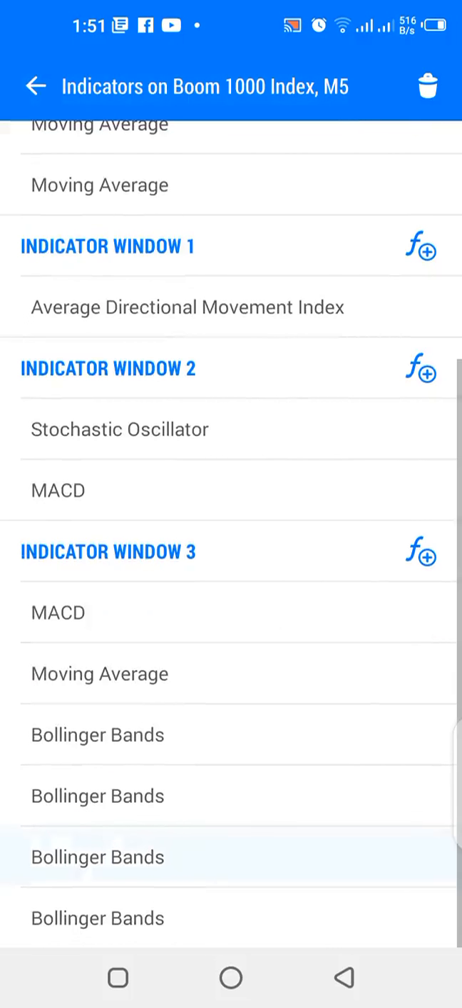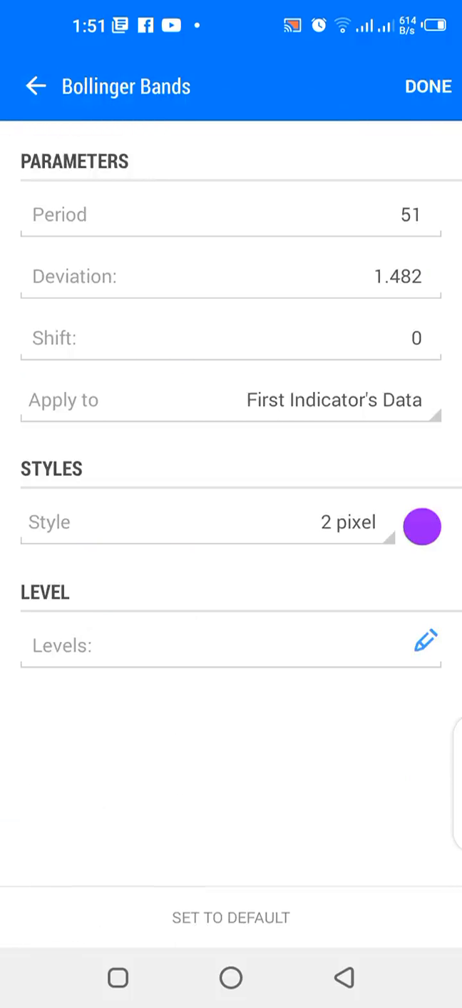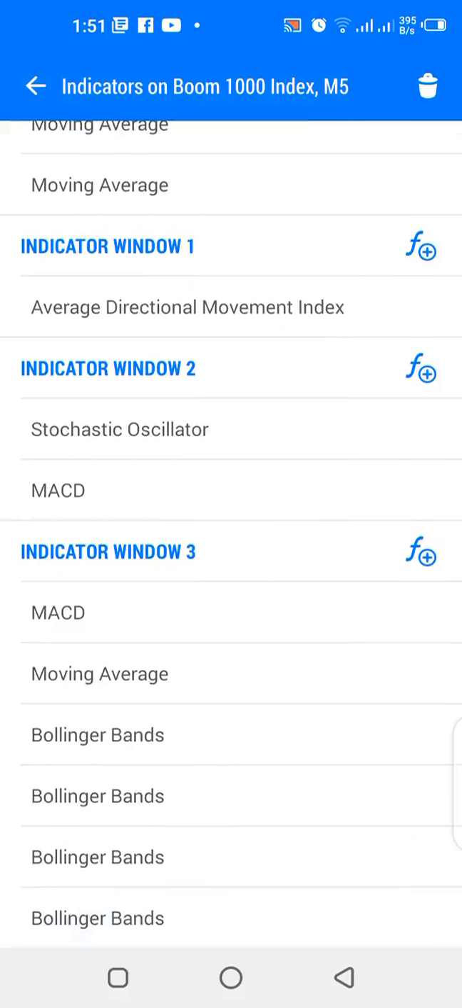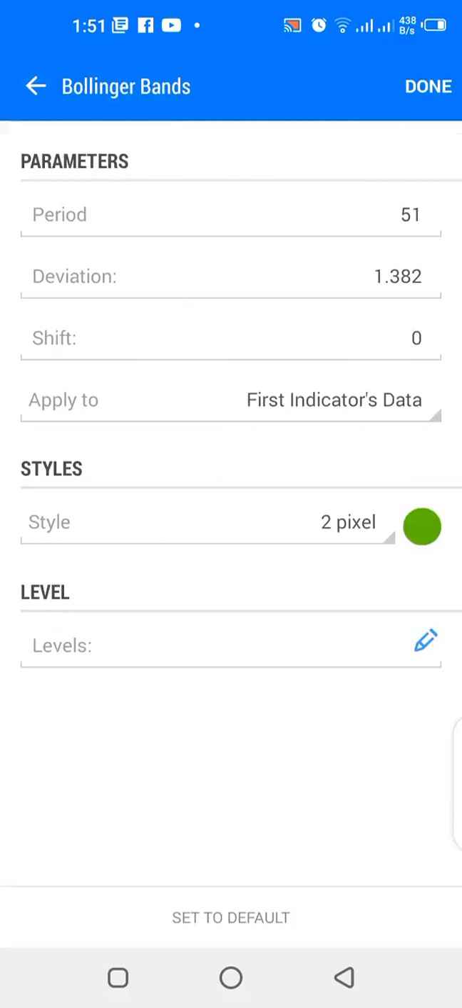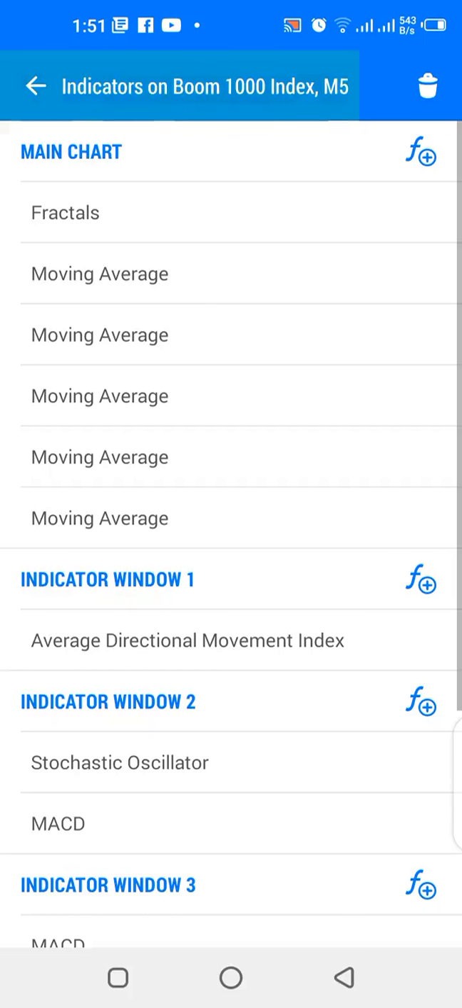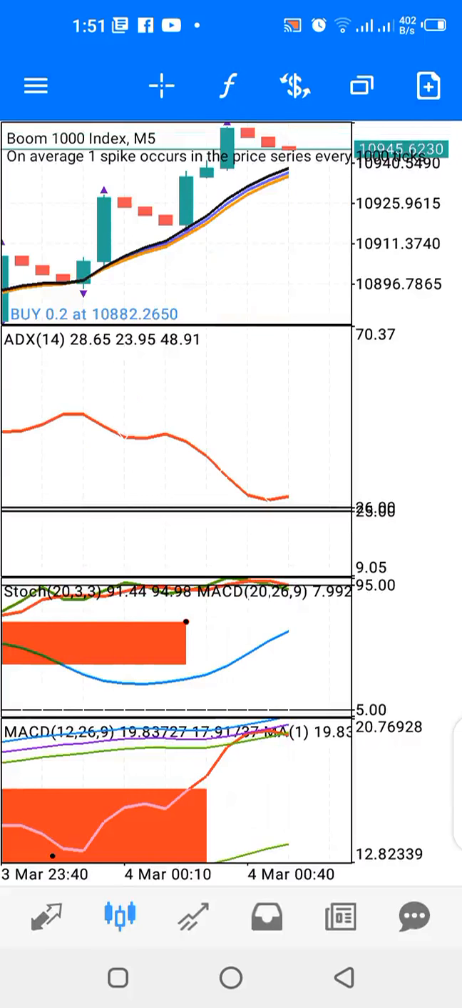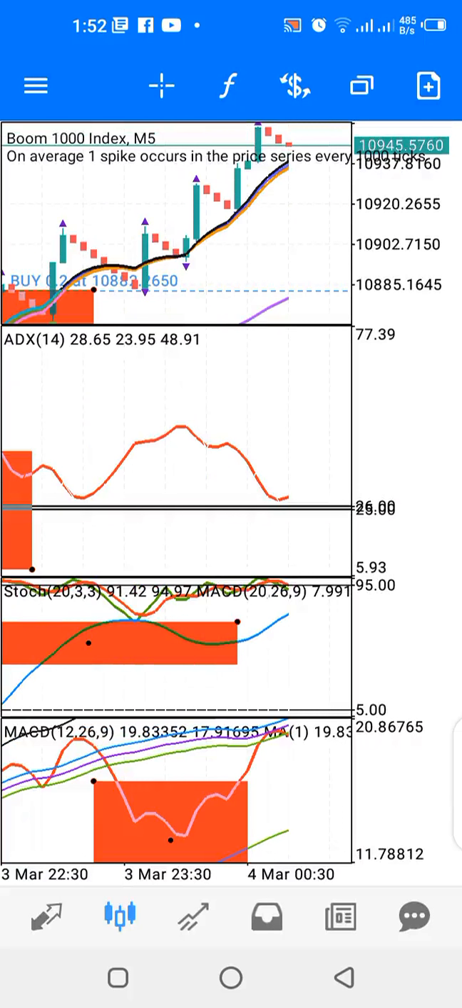Then the third Bollinger Band indicator parameters are, the period is still 51, but the deviation is 1.482. Applied to first indicator's data, and the color is purple. While for the last Bollinger Band, the period is still 51, but this time around the deviation is 1.382. Applied to first indicator's data, and the color is green. So that's that for the indicators.